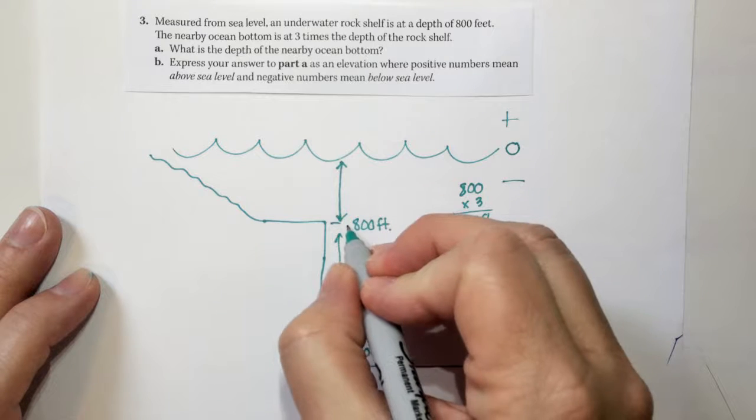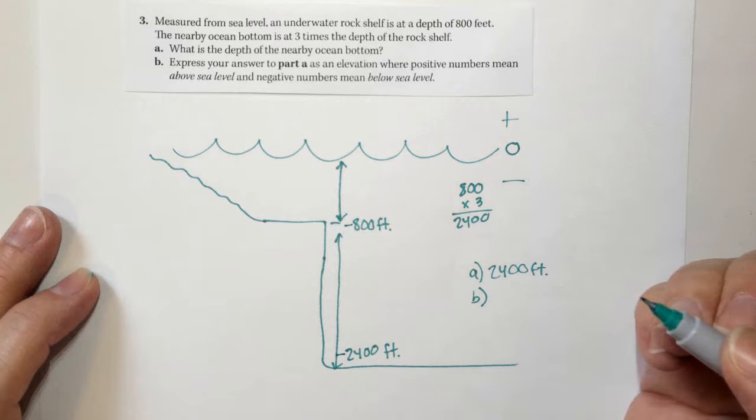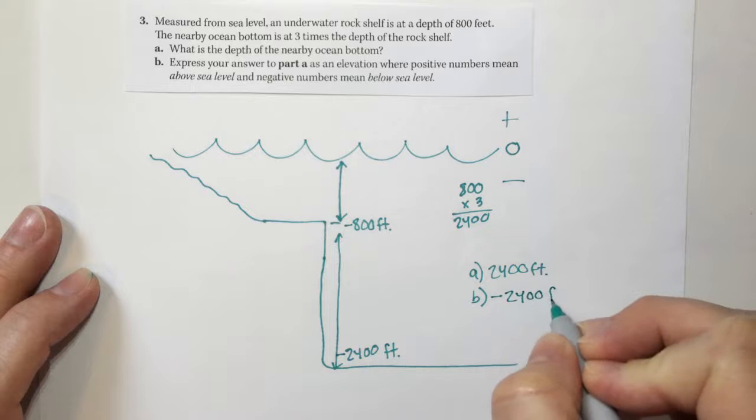So 800 feet, that would be negative 800 feet. This would be negative 2,400 feet because it's below sea level. All I have to do then is put negative 2,400 feet.